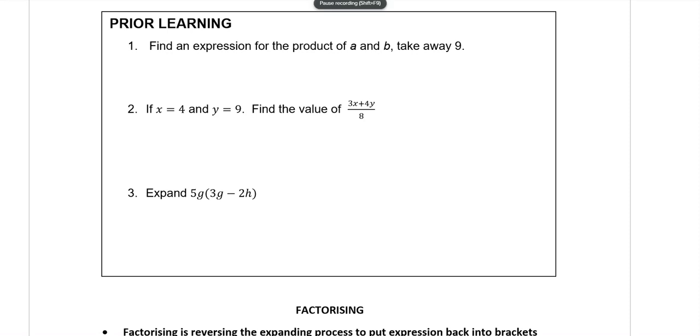Hello Year 7. Today we're going to be learning about factorising, but before we work on our new content, let's go over some things that we've learnt previously in this prior learning section.